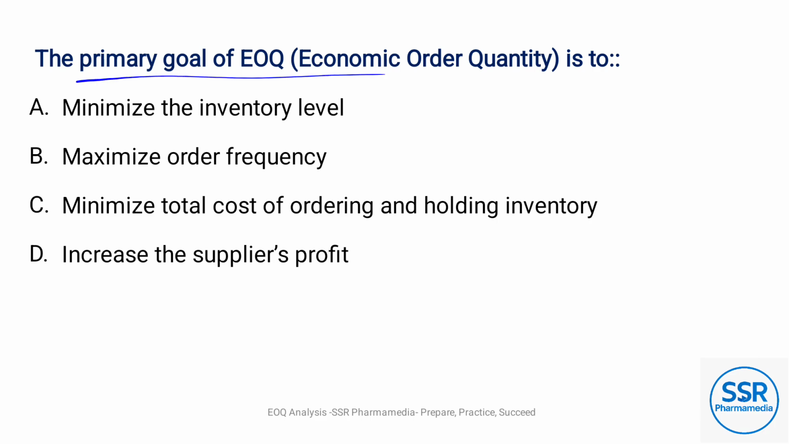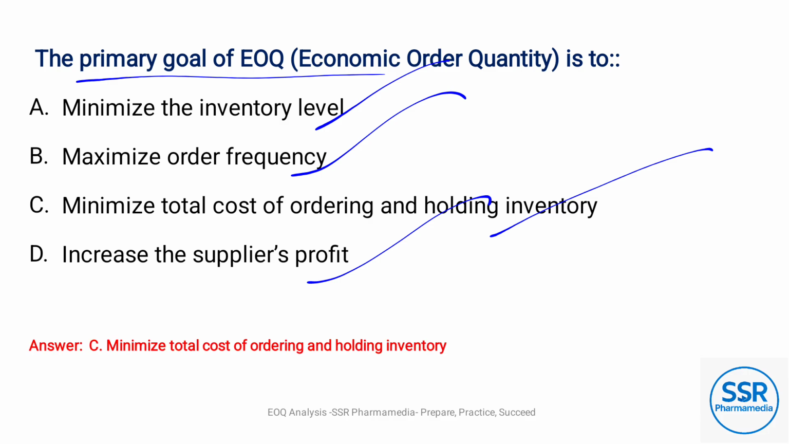So the primary goal: option A, minimize the inventory level. B, maximize order frequency. C, minimize total cost of ordering and holding inventory. D, increase the supplier profit. So the answer is C, minimize total cost of ordering and holding inventory.